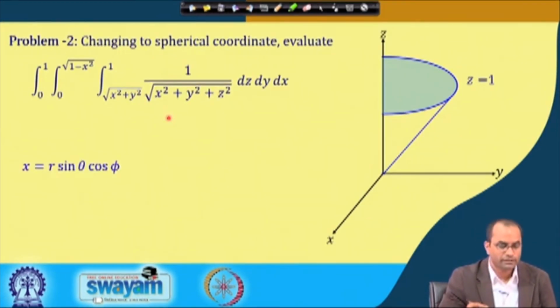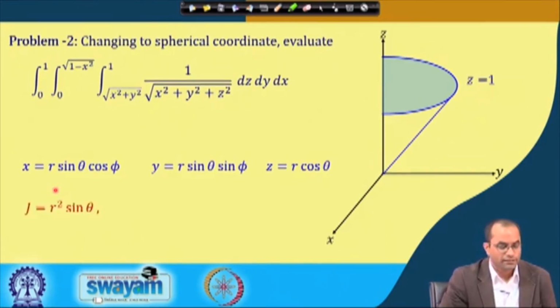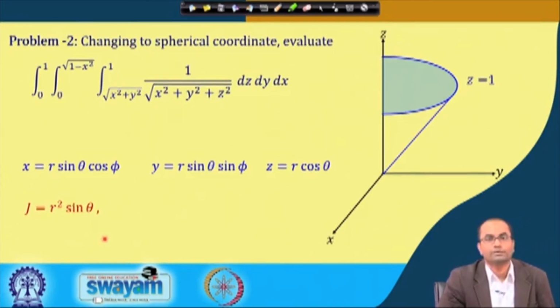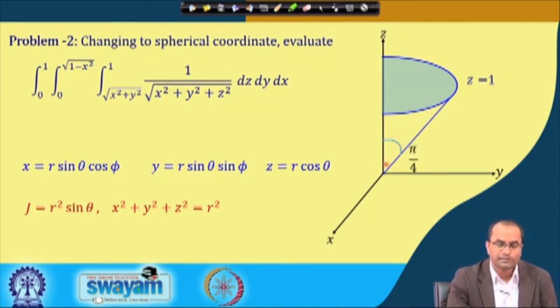For spherical coordinates we have the relations x is equal to r sin theta cos phi, y is equal to r sin theta sin phi, and z is equal to r cos theta. With these relations we can easily compute the Jacobian, which we have already discussed, that is r square sin theta. We also have the relation x square plus y square plus z square is equal to r square. And now we need to compute the angle required in spherical coordinates, which is represented by theta. So, the theta limits.